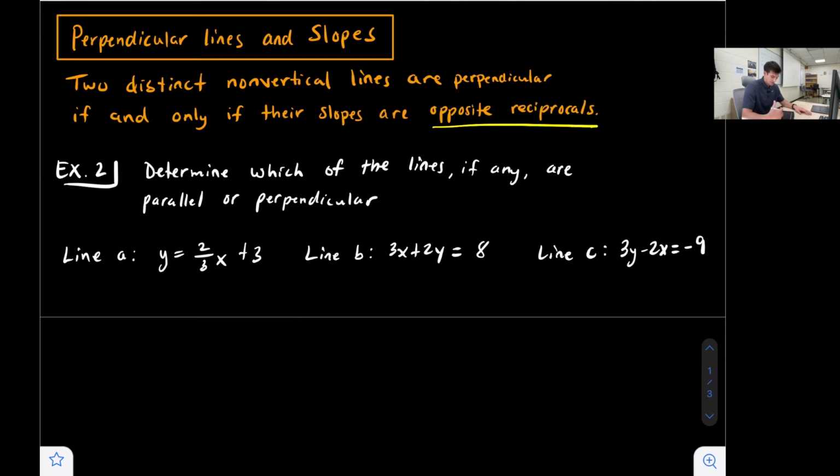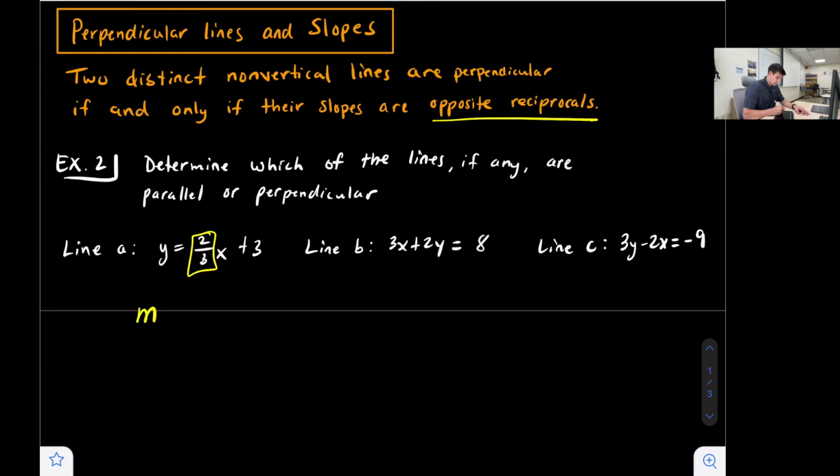This first example actually deals with parallel or perpendicular lines. It says determine which of the lines, if any, are parallel or perpendicular. So we have 3 lines here. The first one is written in slope-intercept form, so we can easily identify the slope, and it is 2/3. Now the next two equations are in a variation of standard form. Line B is in standard form, 3x plus 2y equals 8, and line C is kind of in standard form, but our y variable is listed first. To make it easier on us, we can put both of these equations in slope-intercept form.